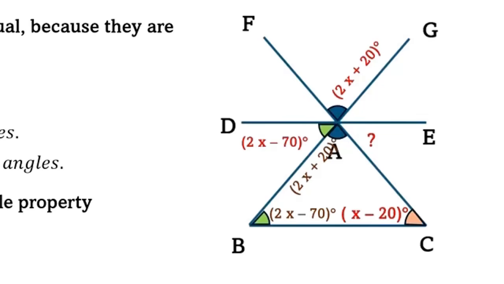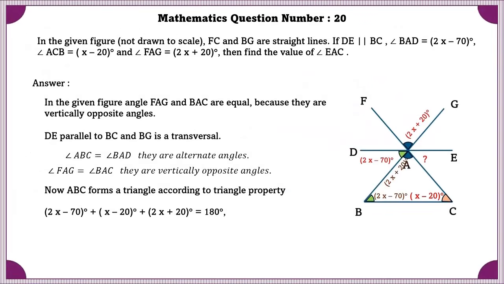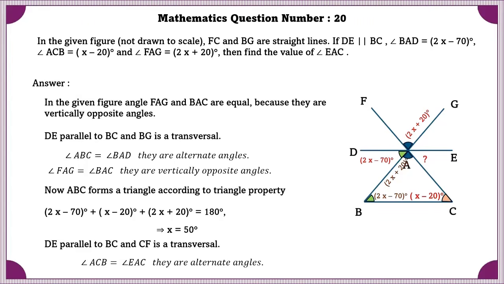Now ABC forms a triangle. According to the triangle property, the sum of all the angles of a triangle is equal to 180 degrees. Using this, we can find the value of x, that is 50 degrees. DE is parallel to BC and CF is a transversal. Angle ABC is equal to angle EAC since they are alternate angles. So, angle ABC is equal to angle EAC, therefore angle EAC is equal to 30 degrees.